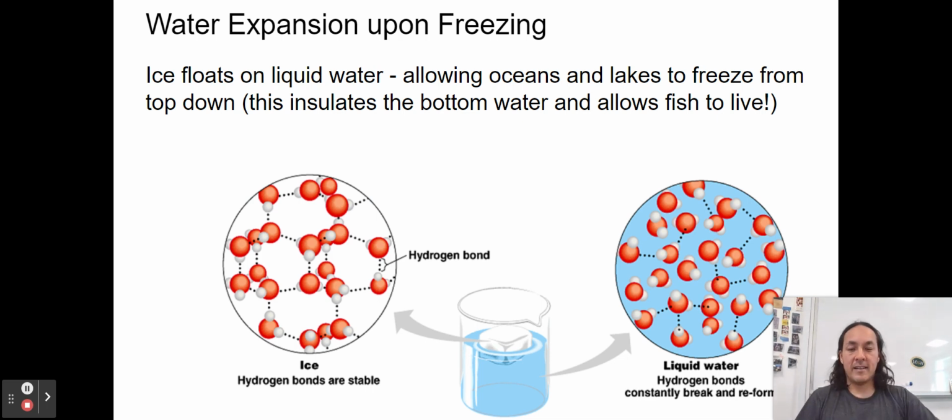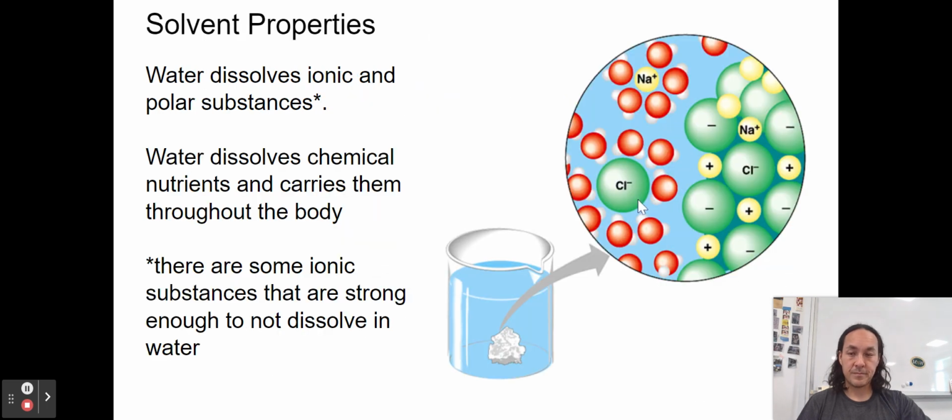And why is it important? It allows life to exist in frozen ponds and in the frozen parts of the ocean. If it didn't work this way, if it froze from the bottom up, then as soon as it got cold, every body of water that freezes would freeze the whole way through. And that would cause the death of all those fish.